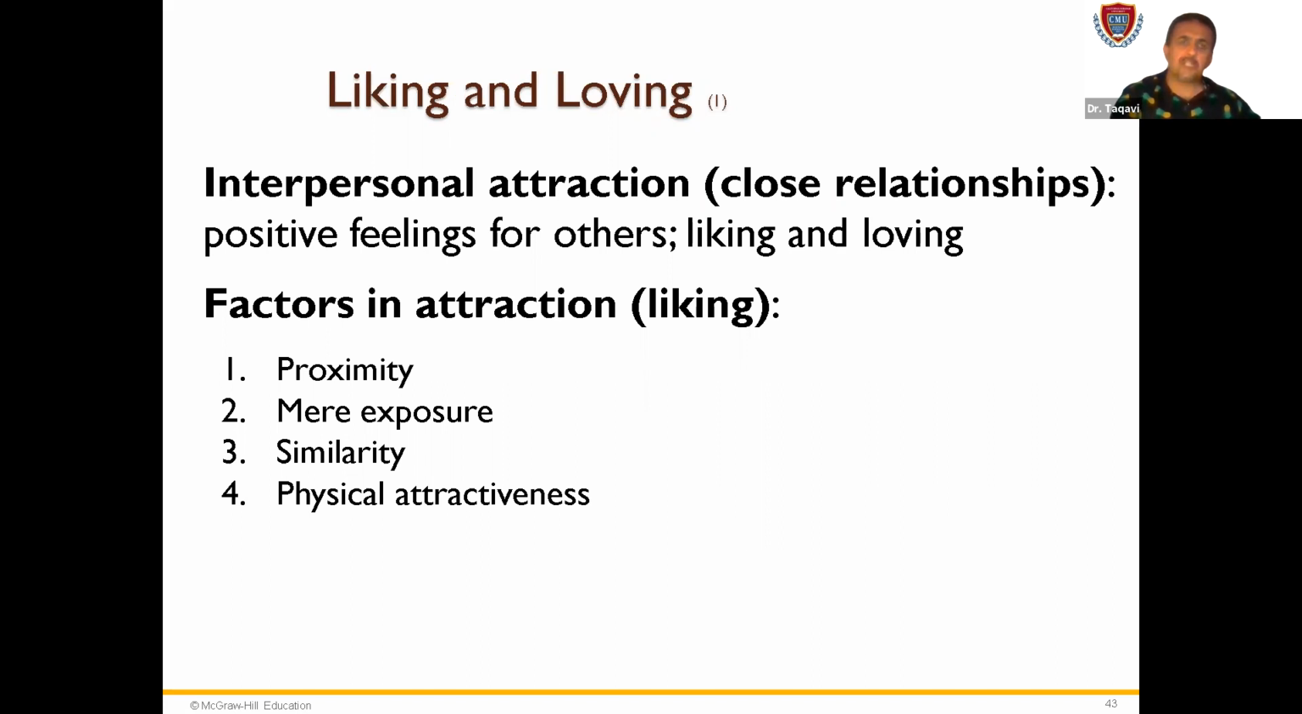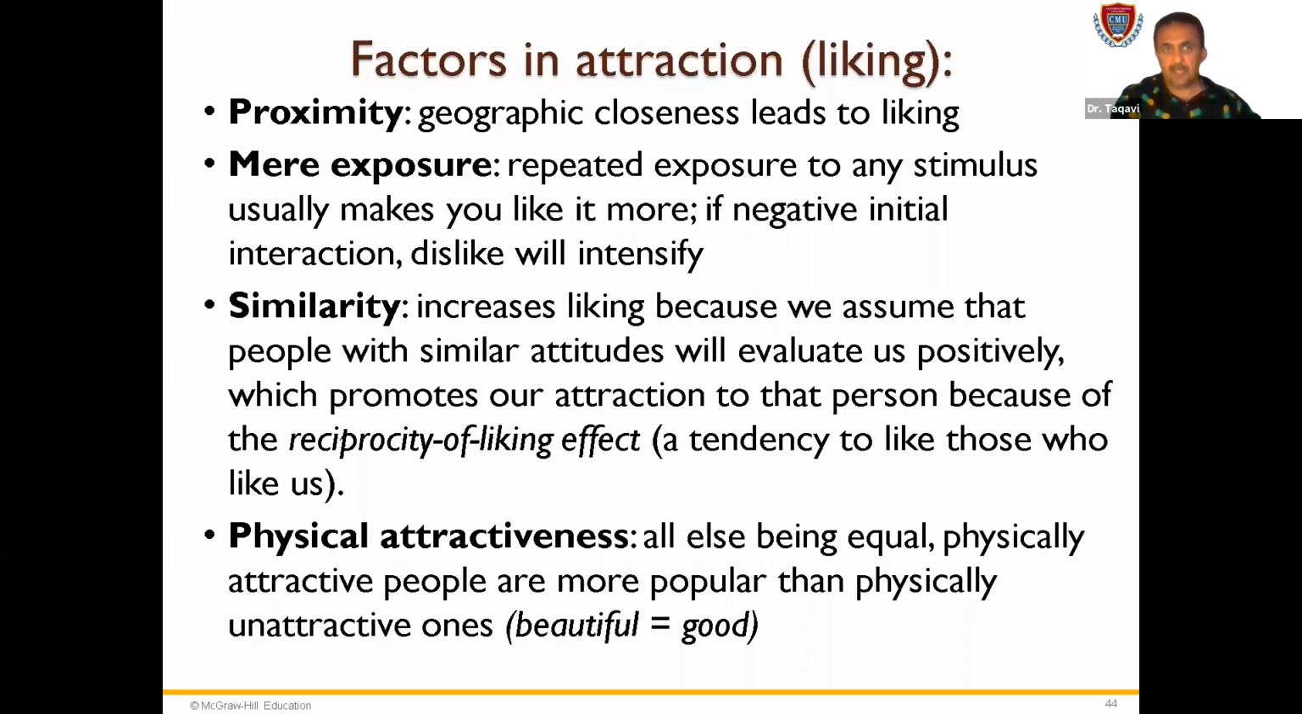In close relationships or interpersonal attraction, we have positive feelings toward others: liking and loving. Factors that influence attracting or liking are proximity, mere exposure, similarity, and physical attractiveness. In proximity, geographical closeness leads to liking. Two, mere exposure: repeated exposure to any stimulus usually makes you like it more. If the initial interaction is negative, dislike will intensify.